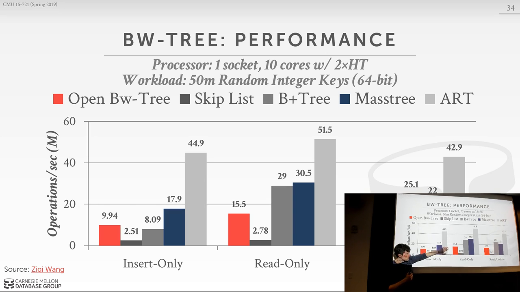The radix tree has some limitations that we'll talk about next class. For scans, it's not as good as a B plus tree, right? Because you can't scan along the leaf nodes. You have to jump up and down, okay?